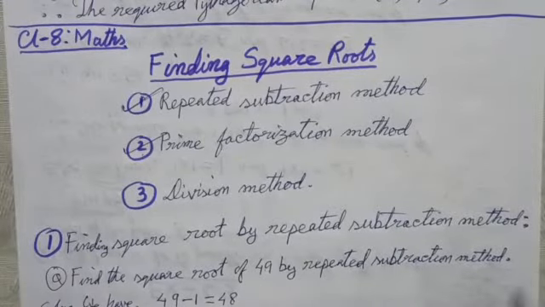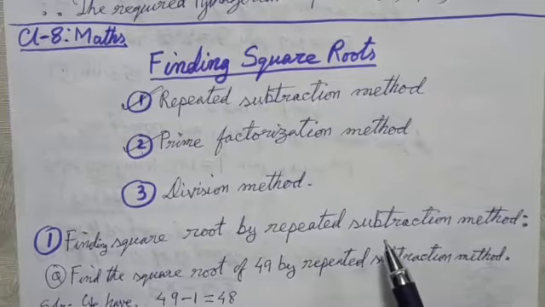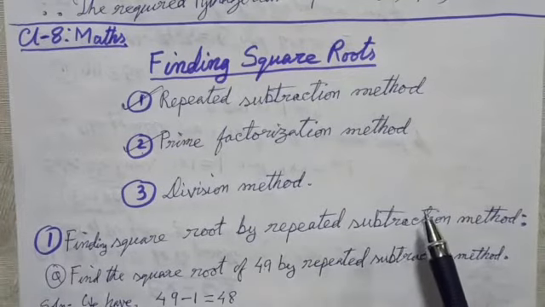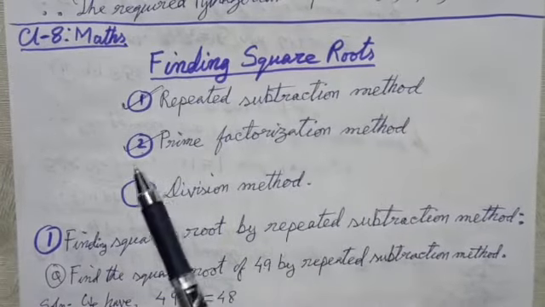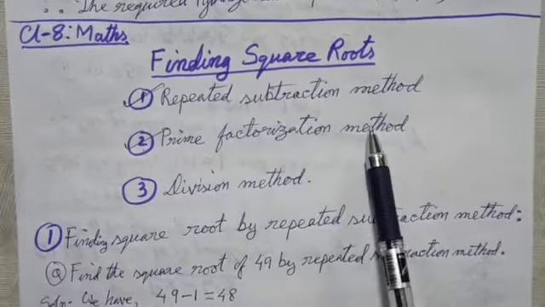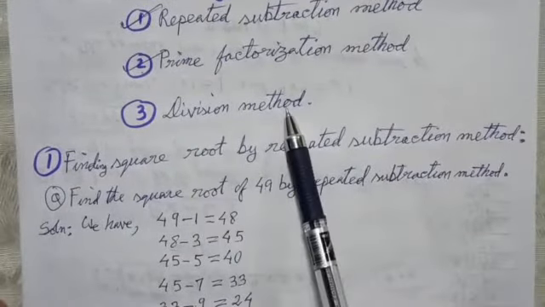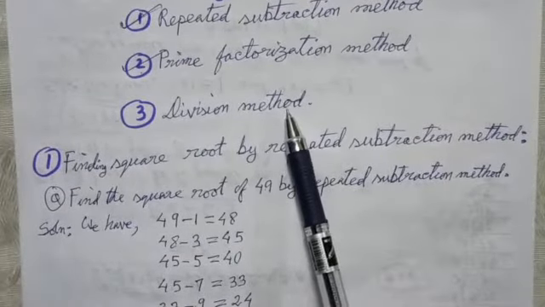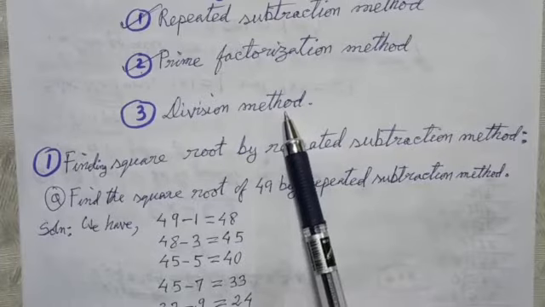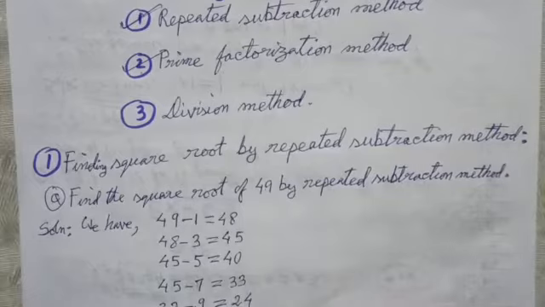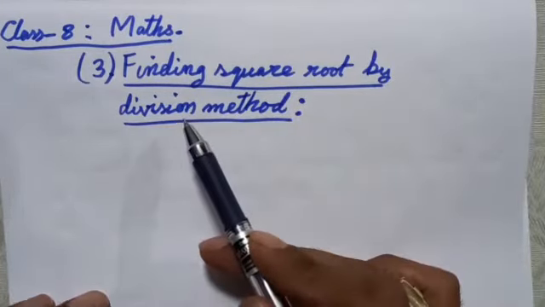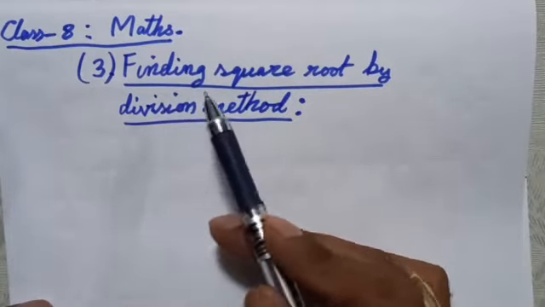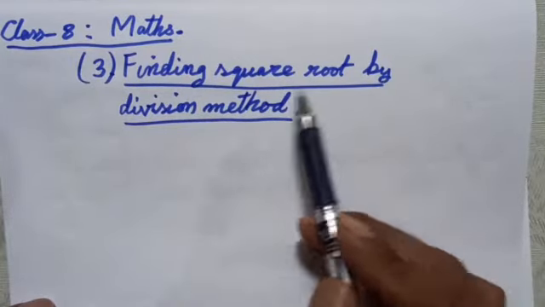In the previous session, we learned that there are 3 methods to find the square root. The first one is the repeated subtraction method, the second one is the prime factorization method, and the third one is the division method. So in today's session, let us learn how to find the square root by using the division method.